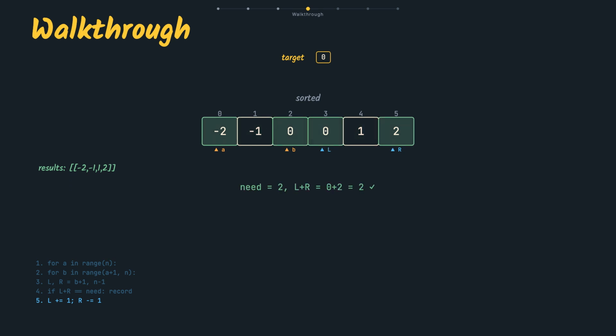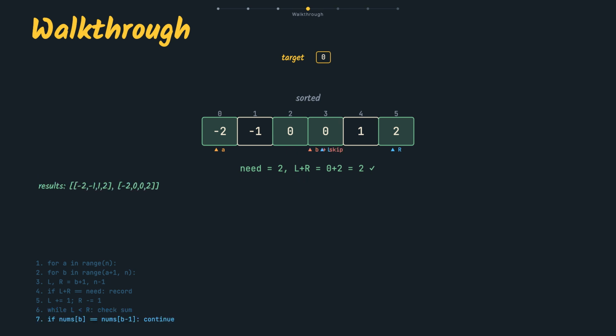L crosses R. Done with this B, bump B to 0. Now need is 2. L starts at the next 0, R at 2. Sum is 2. Match. Record -2, 0, 0, 2. Now B would step to the second 0. But we already used 0 as B, skip it. And that's the whole loop.